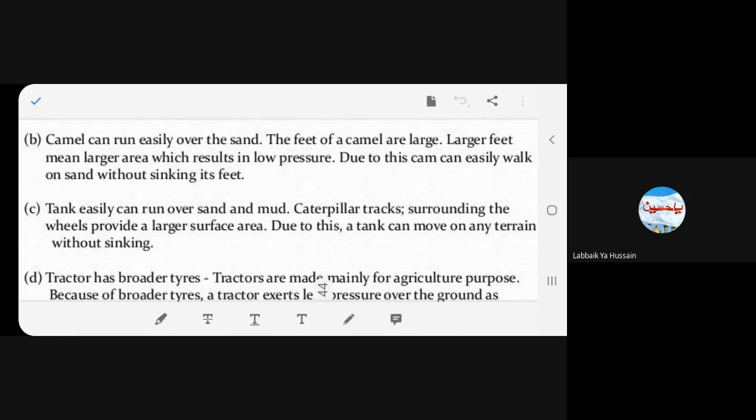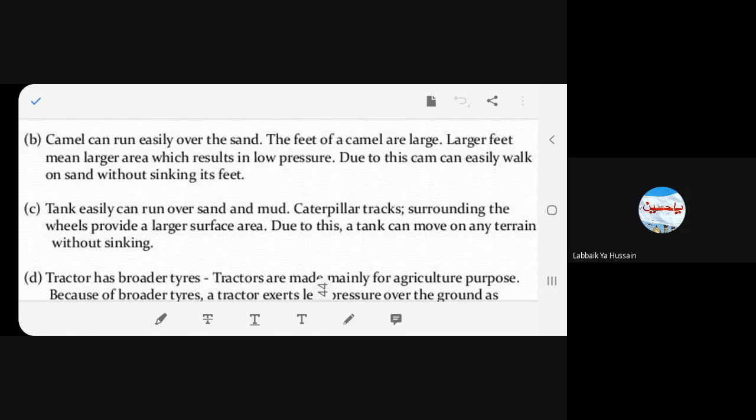Okay. A similar case you find in camels. You know that they can run on sand. How come? Because the feet of a camel are very large. Now, if it's larger feet, that means the area is large. And if the area is large, that means the pressure is low. If the pressure is low, that means the feet are not sinking in the sand or in the desert. Hope you have understood. And that's the reason why a camel can walk easily on sand without its feet sinking.